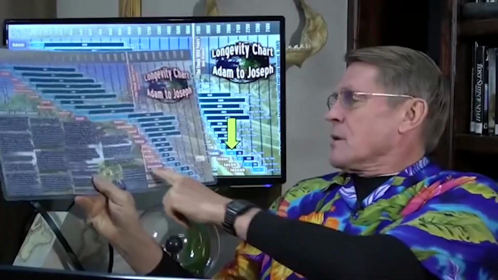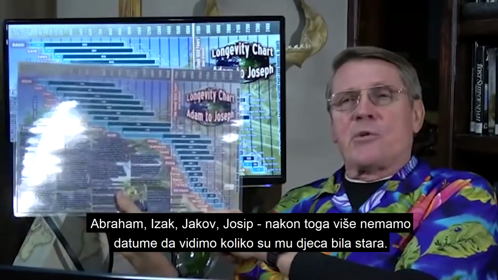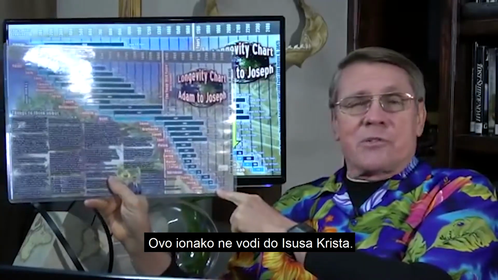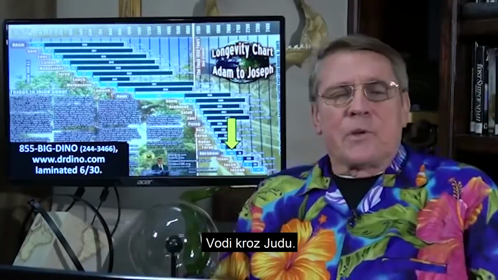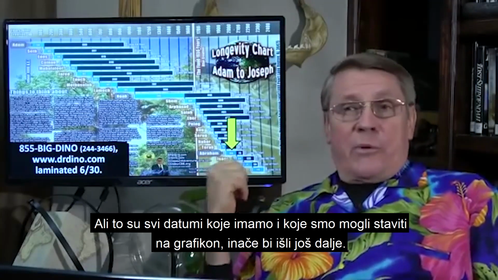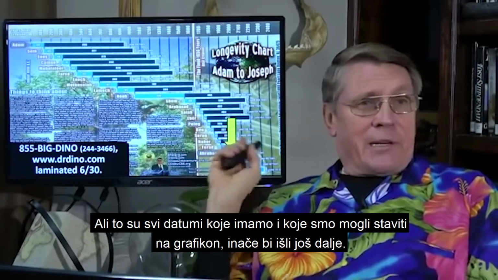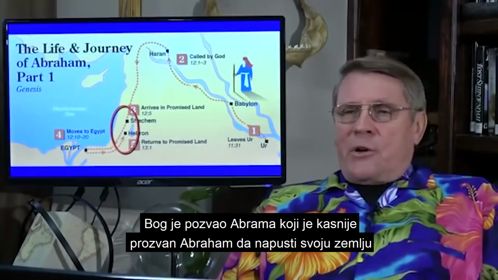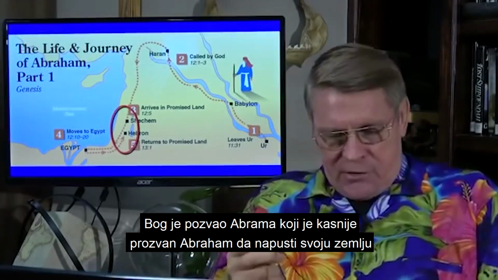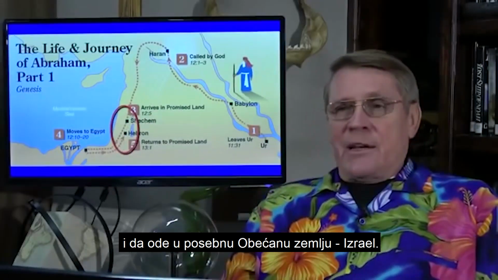Okay. Abraham, Isaac, Jacob, Joseph, and then we don't have any dates for how old his kids were when they had their kids. Plus, this doesn't go to Jesus Christ anyway. No, it goes through Judah. That's right. But that's all we've got dates for to make the chart. We have secular history back to this point. So God called Abram, whose later name was changed to Abraham, to leave his country and go over to the special land called the Promised Land, the land of Israel.